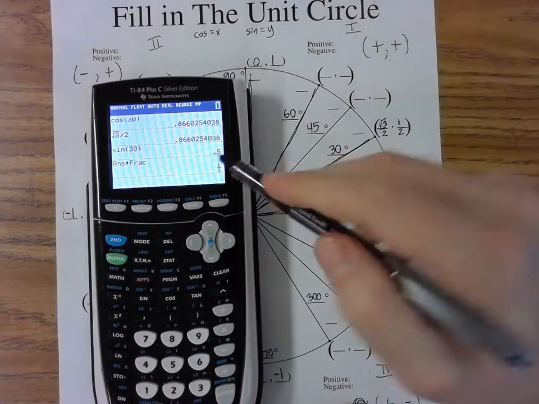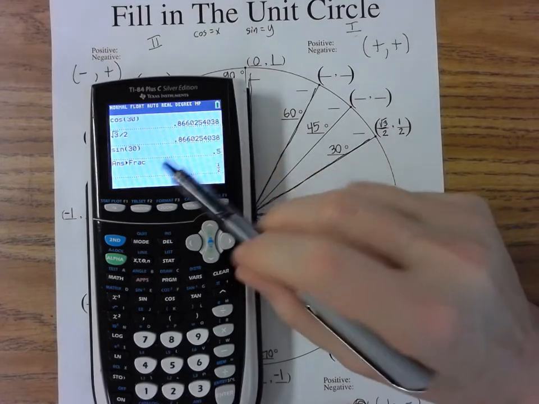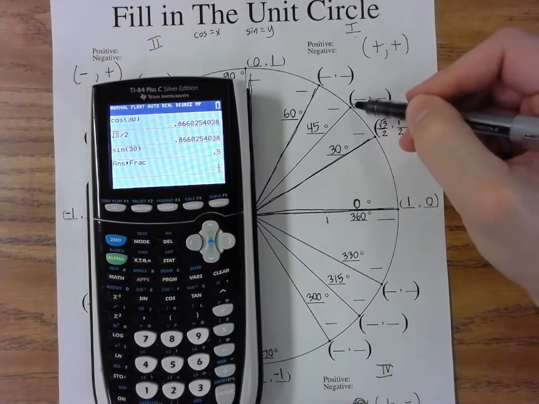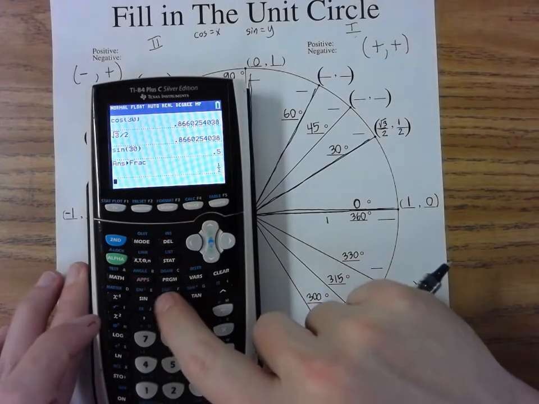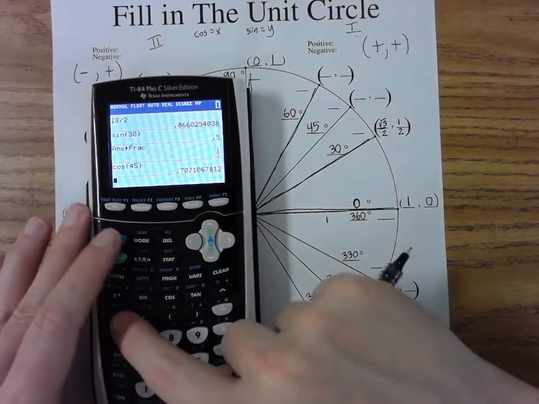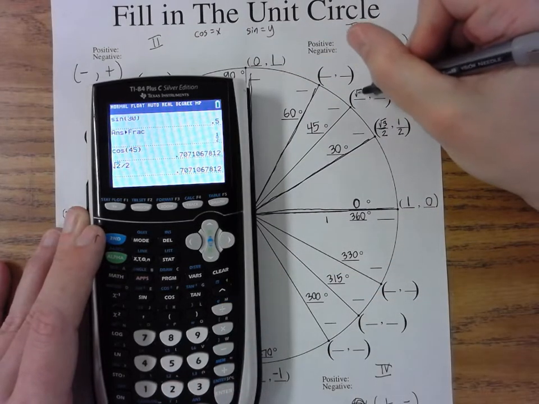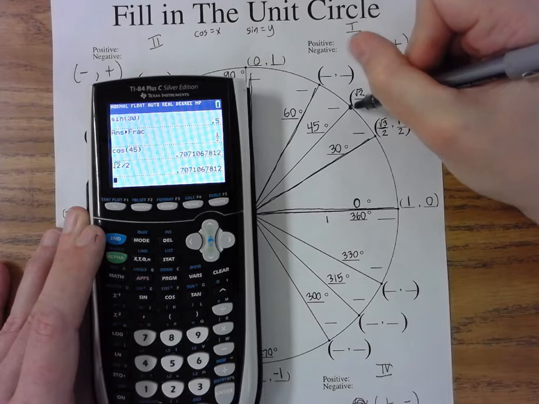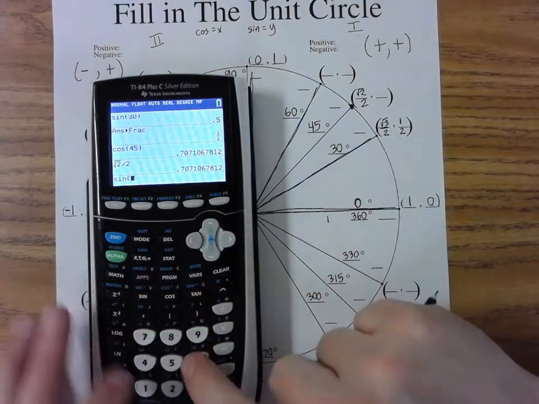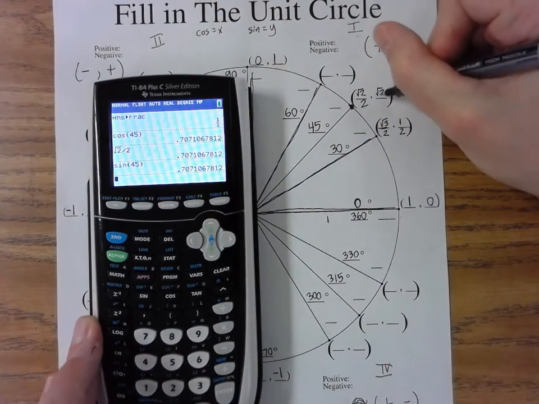You can't convert a decimal that doesn't have a pattern to a fraction, so we have to know that's the square root of 3 over 2. 45 degrees, again through properties of special right triangles, it turns out if I do cosine of 45, that's about 0.707. It ends up being the square root of 2 divided by 2. And because this coordinate is halfway between 0 and 90, it's going to follow that the sine of 45 is the same number. So that's also going to be the square root of 2 over 2.